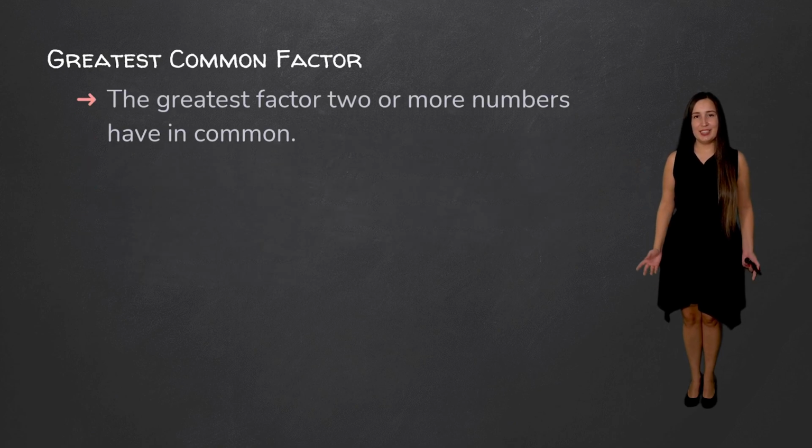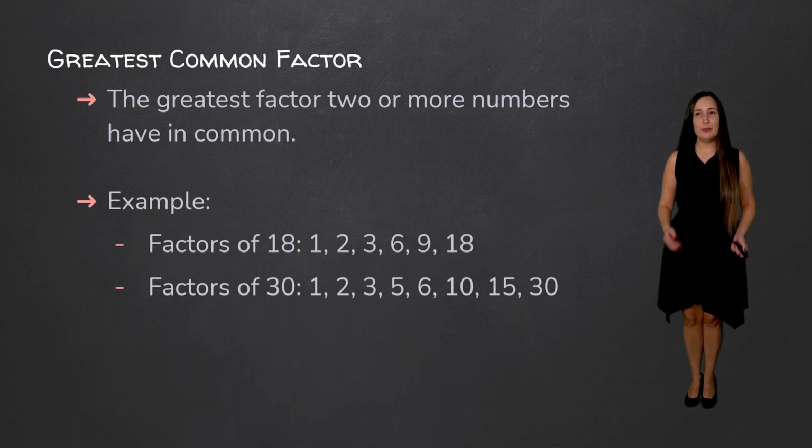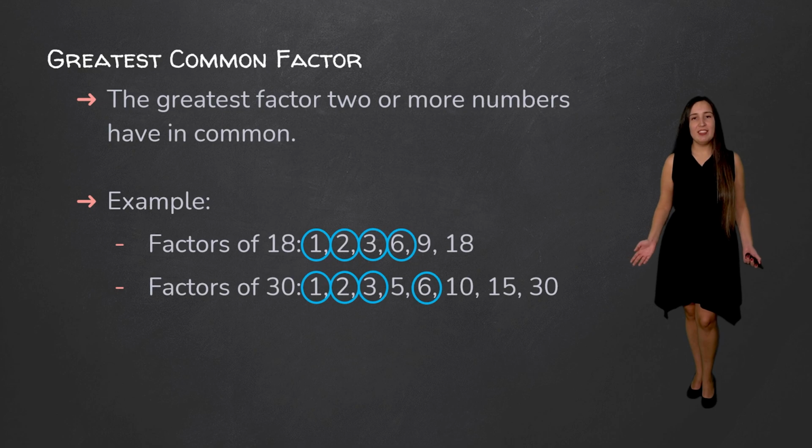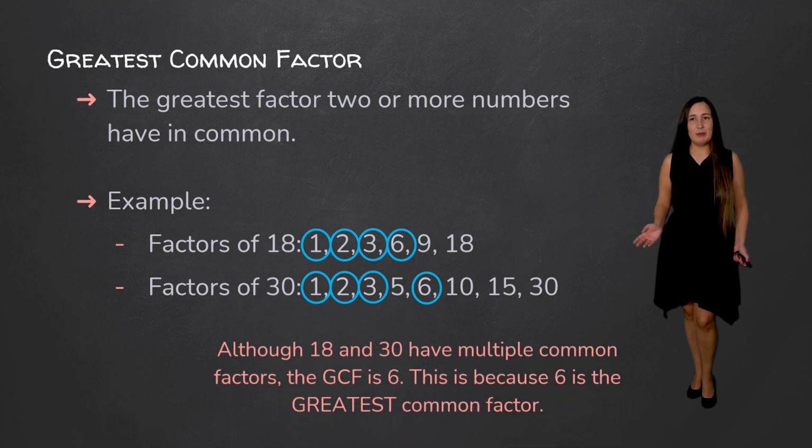So as you could read in the title, the greatest common factor is the greatest factor two or more numbers have in common, alright? So for example, here we have the factors of 18 and the factors of 30. If you notice, they have several factors in common, such as 1, 2, 3, and 6, alright? So although they have a lot of factors in common, the GCF is 6 because it's the greatest factor that they have in common, alright?